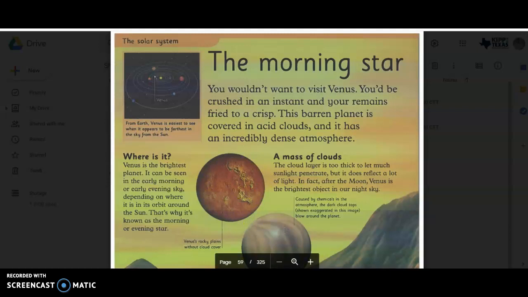That is page 58. I want you to go back and answer the few questions that follow, and then we'll bring it back and read page 59.